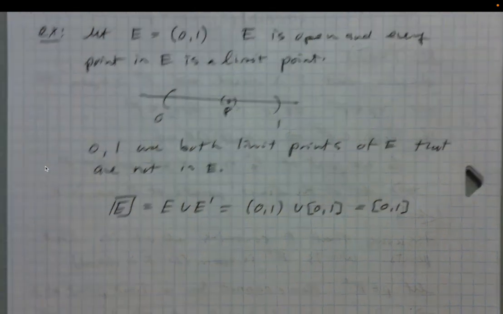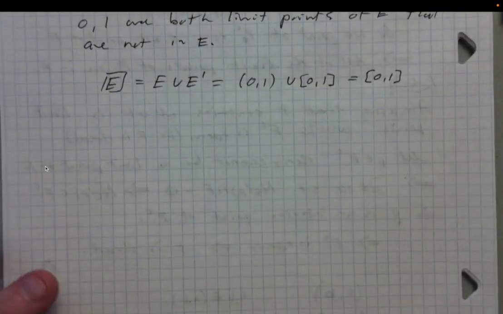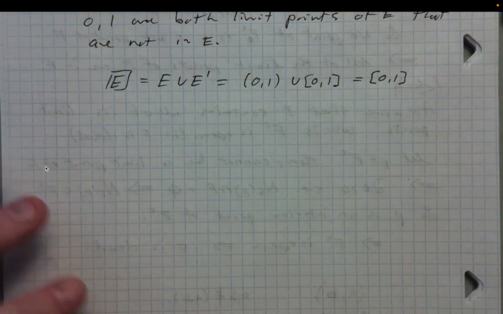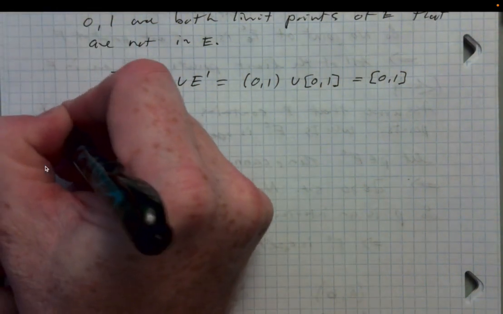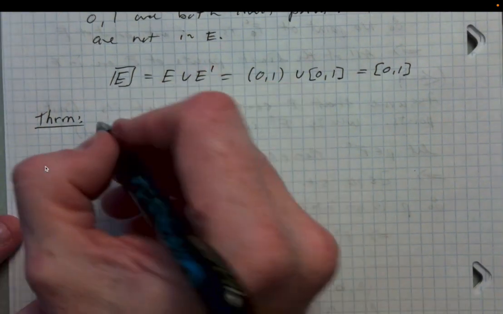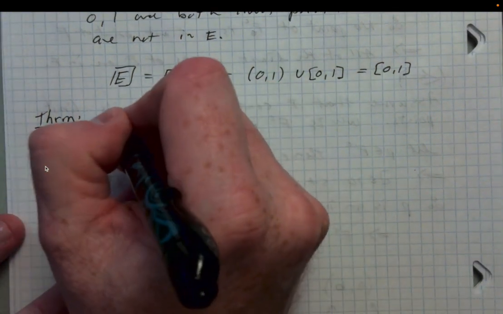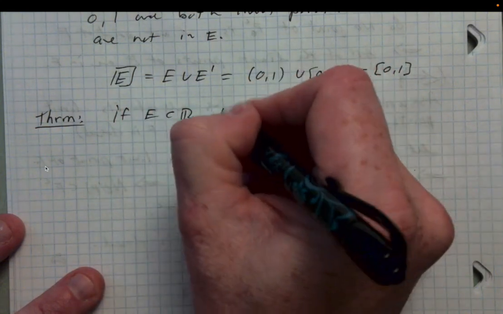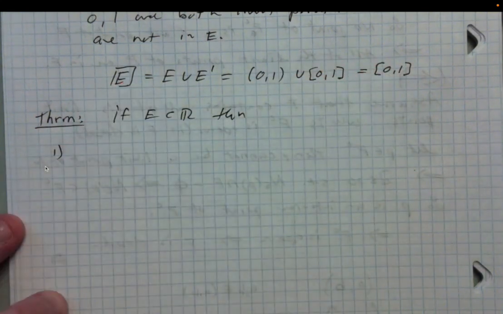We've got a nice theorem to go with this closure idea. We'll certainly use it throughout the topology section, and we'll use it more even as we keep going. It's a little bit of a different kind of idea, though, one you've probably not seen. So if E is some subset of real numbers, then there are three things we can say.